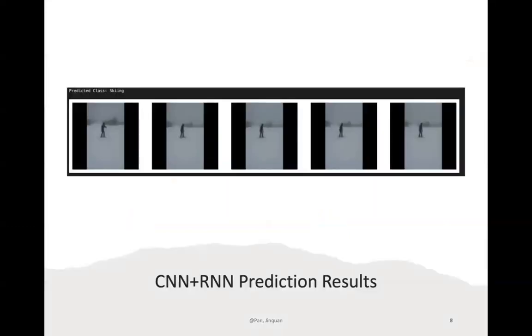And in the case here, it is pretty clear to predict the action in the video. I made a GIF video out of the frames. So instead of showing the 5 frames here, the model can correctly predict that the video belongs to the seeking class, which is correct.